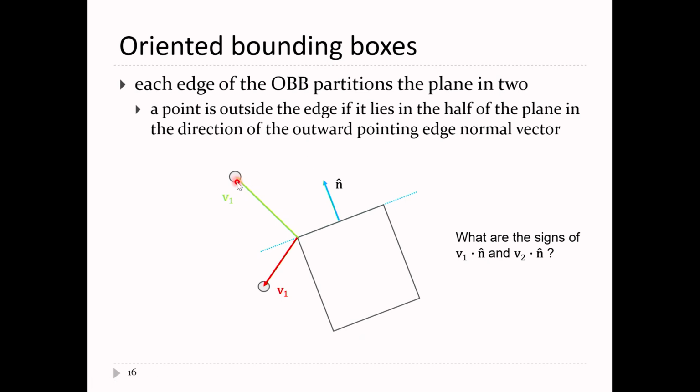Okay. So here's a point, V1. This is on the outside of the edge that we're looking at right now. Here's another point, oh wait, that should be V2.